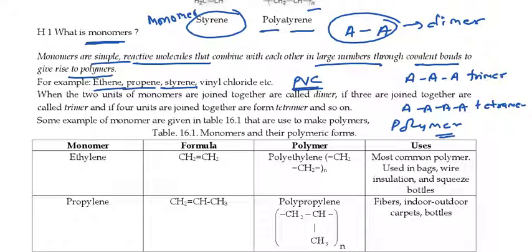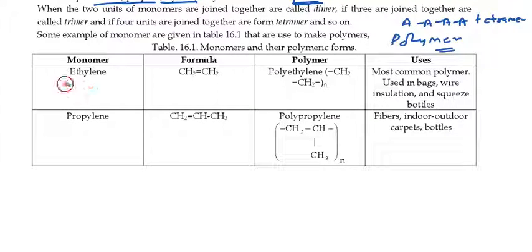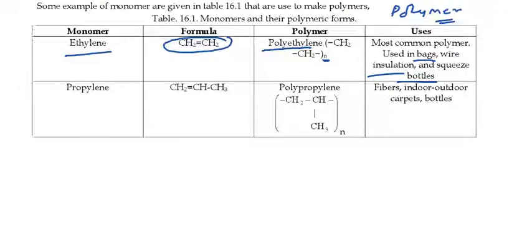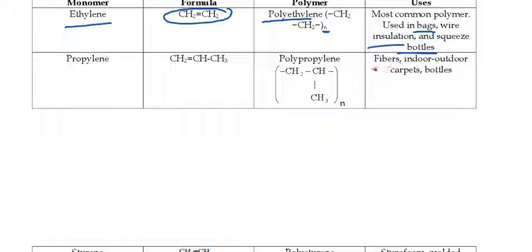Here, if you consider the ethylene monomer, its formula is written as CH2=CH2, and this gets converted into multiple units attached together to form polyethylene, which has a number of applications in daily life. Polymers, for example polythene, can be seen in bags and insulation, and bottles are made up of polythene. Polypropylene is used for making fibers, carpets, and bottles.